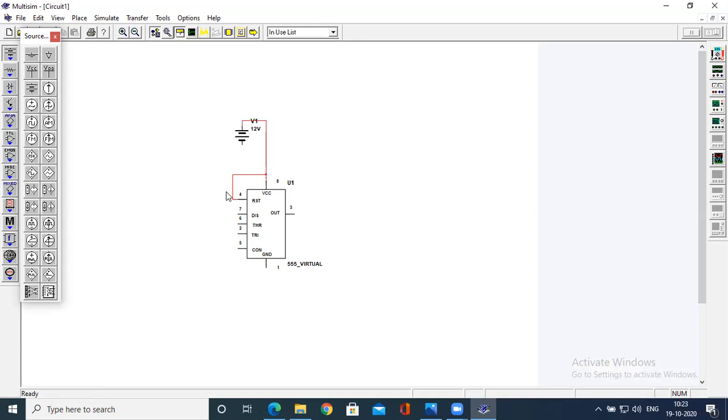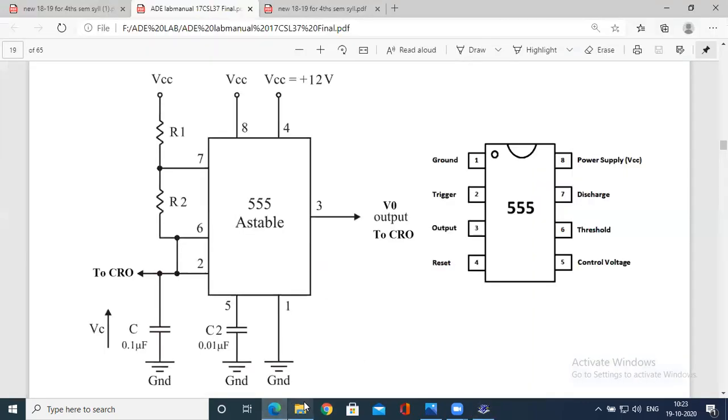You can connect it anywhere, either here or here. So this has to be grounded. This part is over now. Pins 4 and 8 are shorted and connected to the DC voltage plus. Now pin number 7 is being connected to a resistor, which is connected to the same DC voltage.